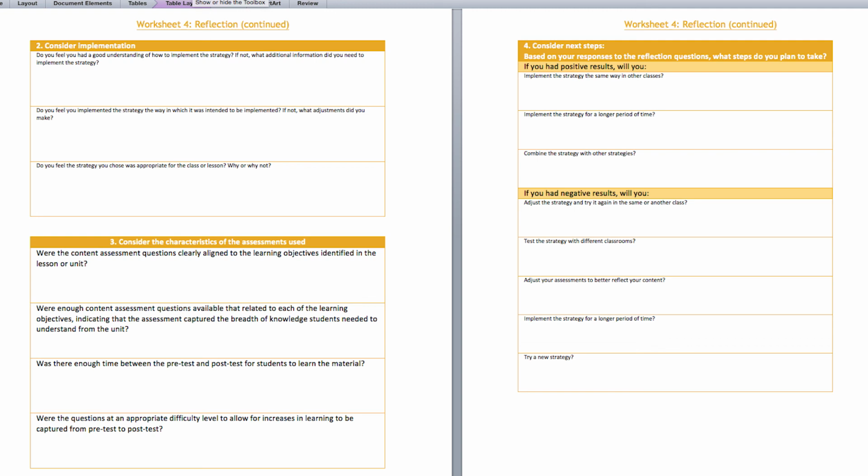So if the strategy worked well, would they consider implementing it again with another classroom? If the strategy didn't work well, would they consider making adjustments to the strategy and trying it again and maybe doing another test of how well the strategy worked?